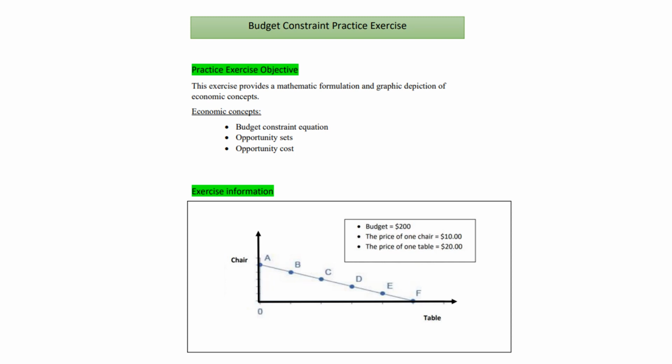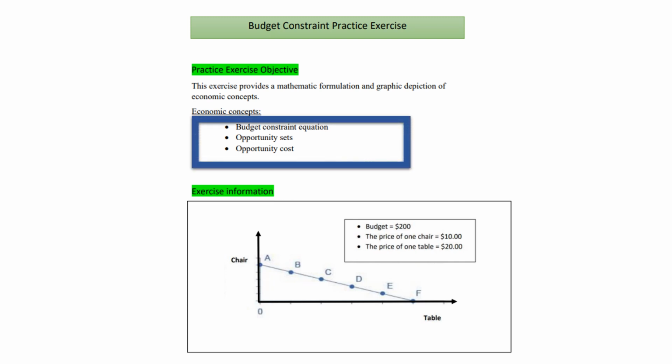Hello everyone. This lecture will cover our budget constraint practice exercise. Concepts that will be covered are budget constraint equation, opportunity set, opportunity costs. We'll go through those concepts through mathematical formulation and graphic depictions.